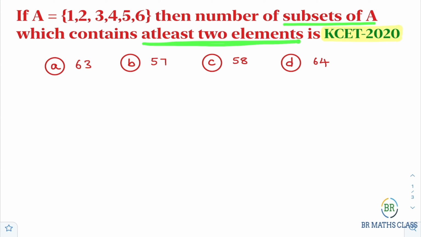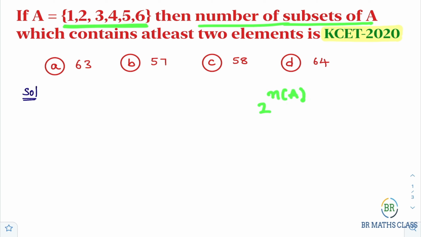This problem can be done in 2 ways. First, I'll do the easy method, and the second one is also easy but a little lengthy. Let's see both the methods. Okay. First point, what is given in the question: the set contains 6 elements. When a set contains 6 elements, what is the formula for the number of subsets? The number of subsets formula is 2 power the number of elements in set A. Correct?